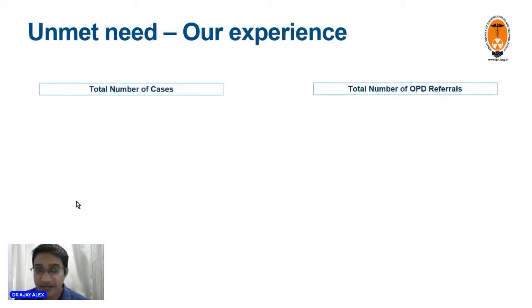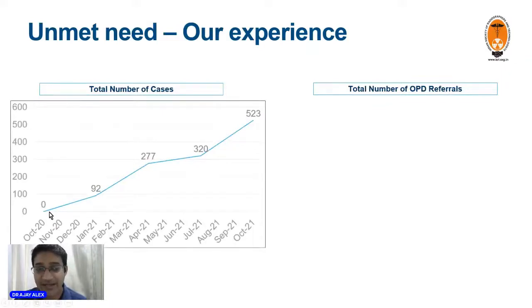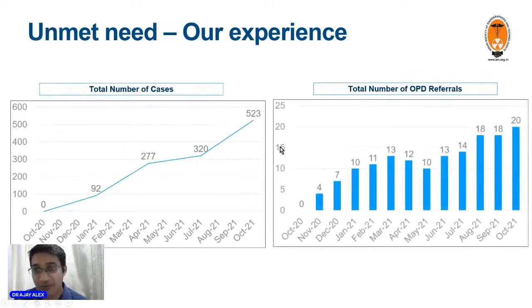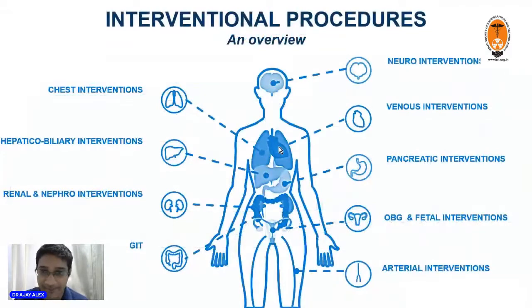Now, when we started the IR unit in our institute, where interventional radiology was unseen to a larger extent for a long duration, we were skeptical whether we'd get the number of patients to keep this running. And surprisingly, one year after we started our services, we've been able to cater to more than 500 patients. The only plateau during our period was due to the first as well as the second waves of COVID that we saw. The total number of OPD referrals per day has also increased hugely over the past one year.